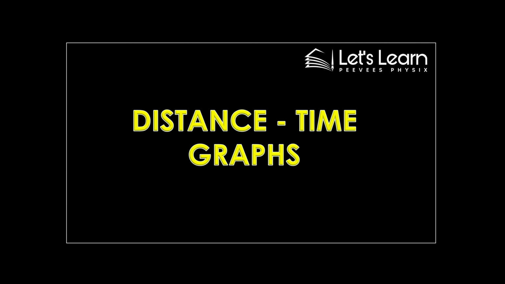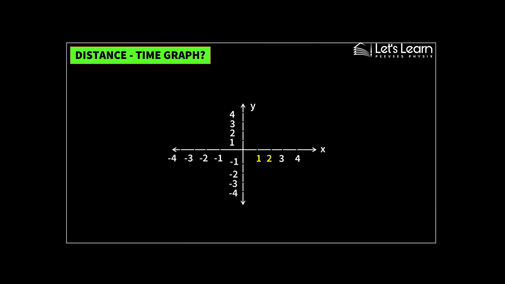To begin with, distance time graph. What does that mean? Distance time graph means distance on y-axis, which is in meter, time on x-axis, which is in second. And look at the green line, it's the graph. And you can see from the graph, as time increases, distance also increases.